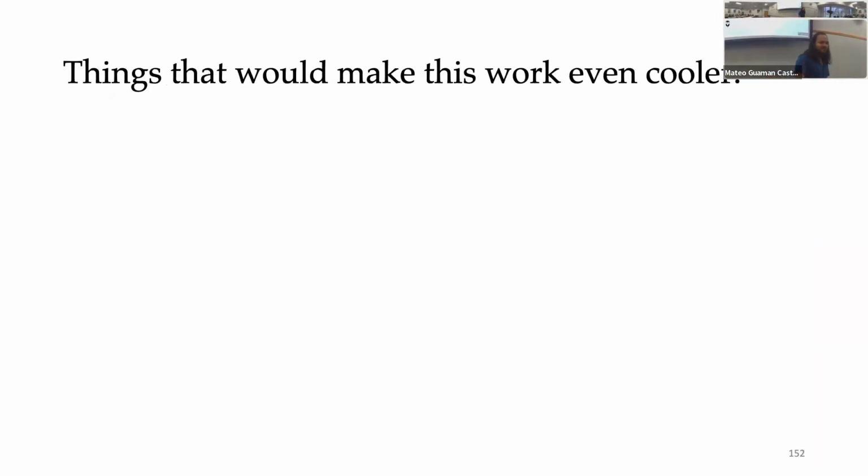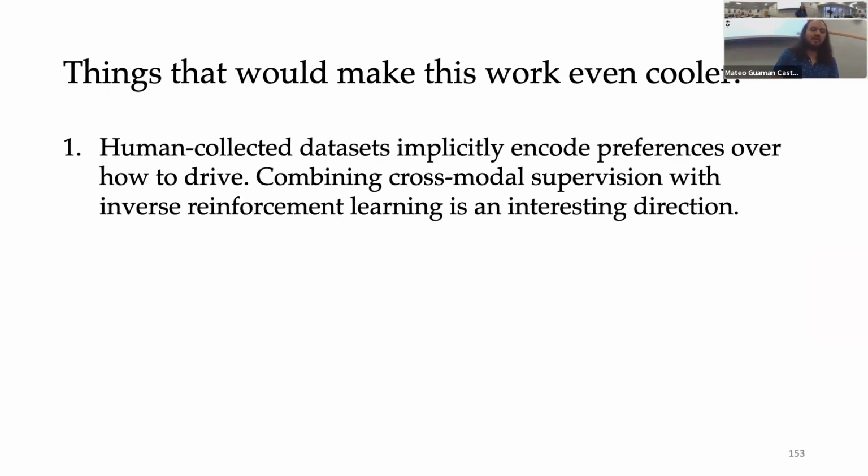There's a couple of things that would make this work even cooler that we've started exploring. One of them is that, again, we worked off of a human collected data set. And one thing about data sets is that the humans are not going to try to crush the robot, right? Usually these data sets implicitly encode preferences over how to drive. So combining all the supervision they get from multiple sensors with some sort of inverse reinforcement learning is a very interesting direction to try to couple preferences with how the robot terrain interactions actually happen.